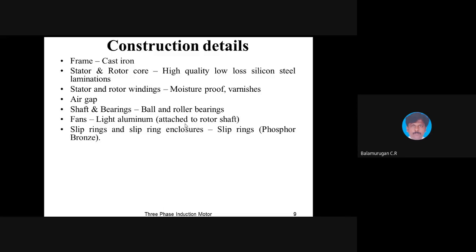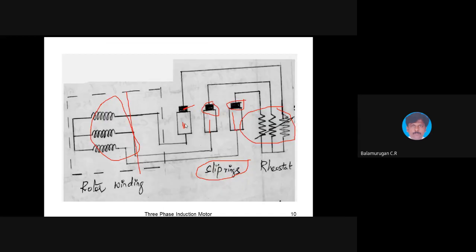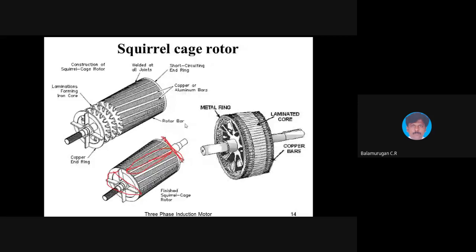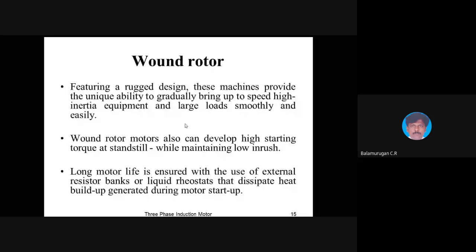So this is the slip ring induction motor. We have shown only the rotor construction here. The stator will be the same. This is the different construction of the squirrel cage rotor. So what is the other name for the slip ring induction motor? We call it the wound rotor. Squirrel cage rotor and wound rotor.